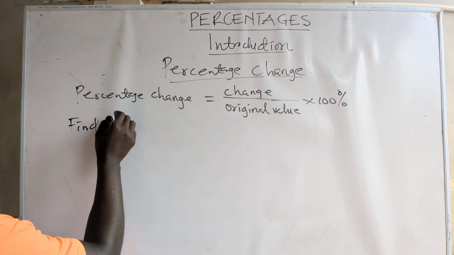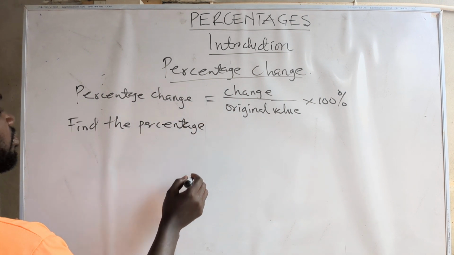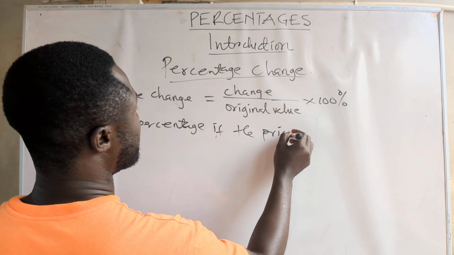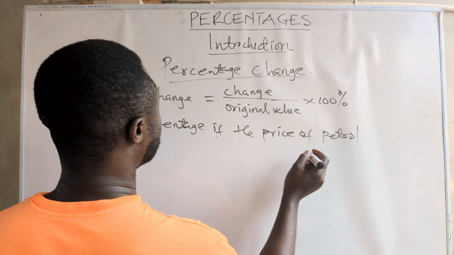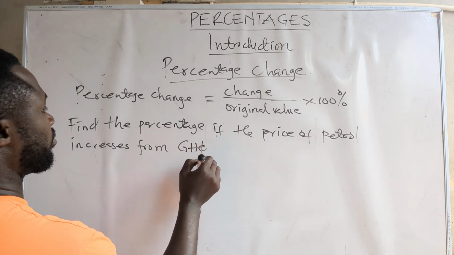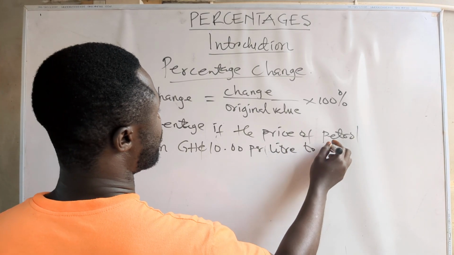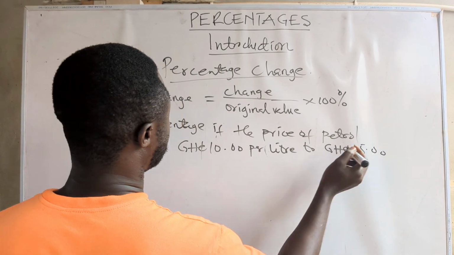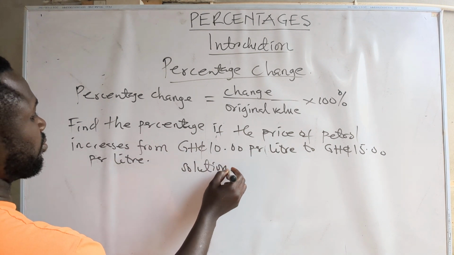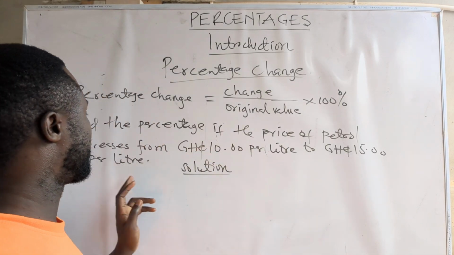Find the percentage change if the price of petrol increases from 10 cedis per liter to 15 cedis per liter.